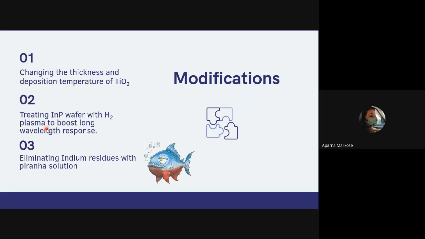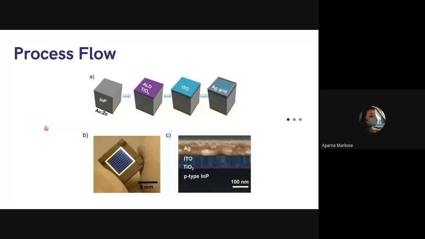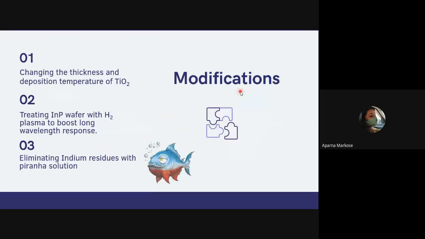I have already shown you the complete process flow. This is the process flow we have discussed. And what are the modifications they have done? They changed the thickness and deposition temperature of titanium dioxide. We can see the graph later. They also treated the wafer with hydrogen plasma in order to boost the long wavelength response. We can see what that is in the coming graph.